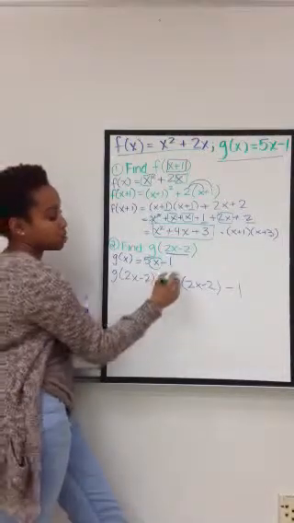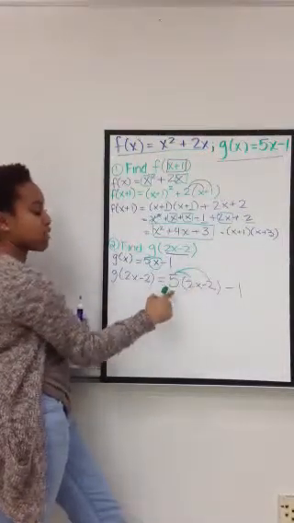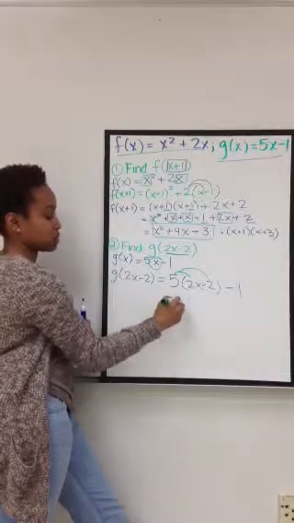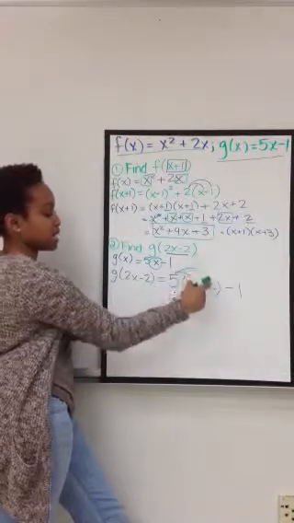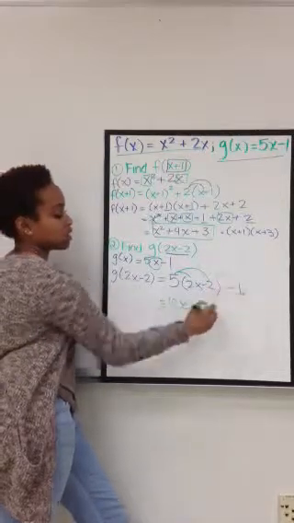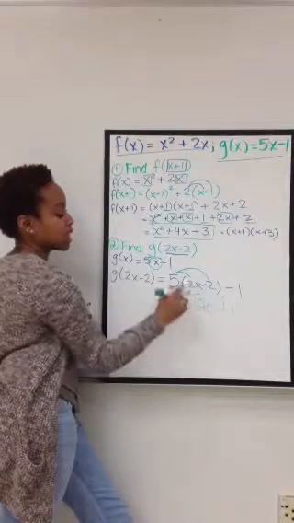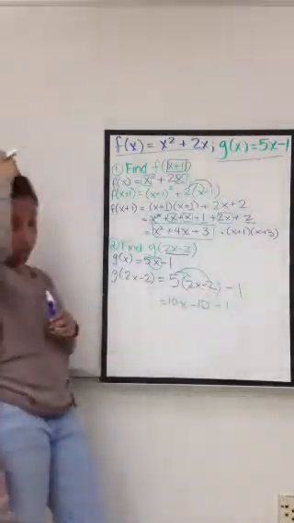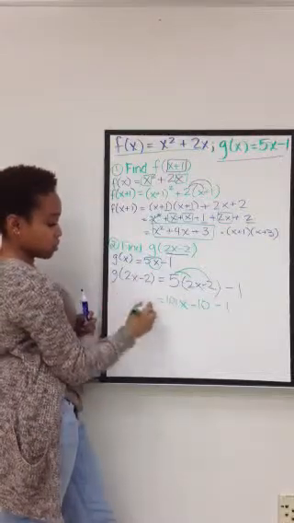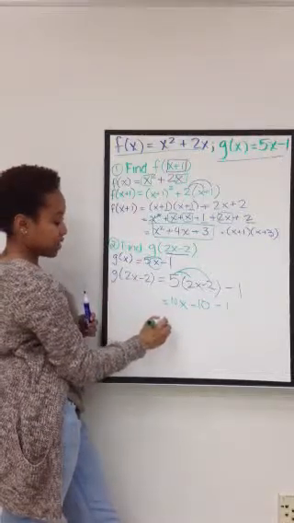So I have to distribute. So 5 times 2x gives me 10x. 5 times negative 2 gives me negative 10. And then I still have that minus 1. Now notice I did not multiply the 5 times the negative 1 because it's not in the parentheses. Okay? So then I just have to simplify.